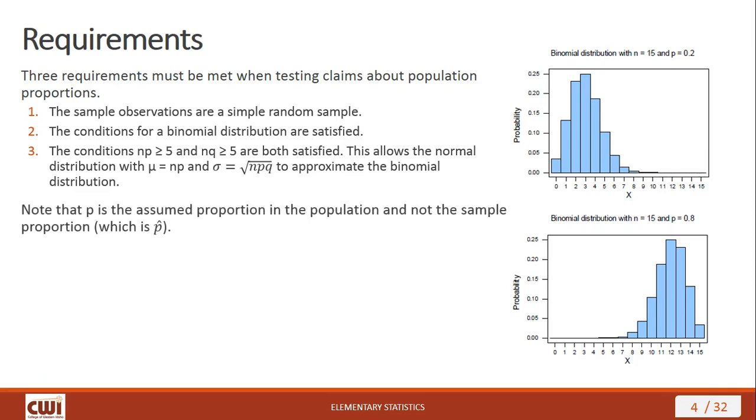Note that p here is the assumed proportion in the population and not the sample proportion. Remember that the sample proportion is symbolized by p hat. So little p is the population proportion, whereas p hat is the sample proportion.